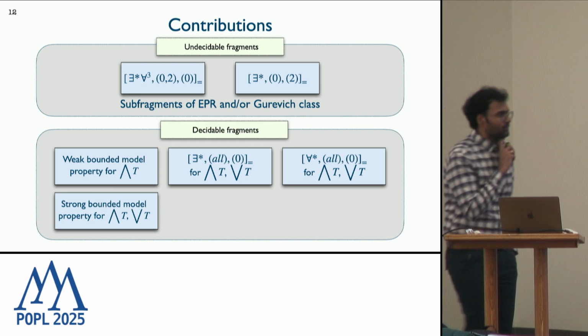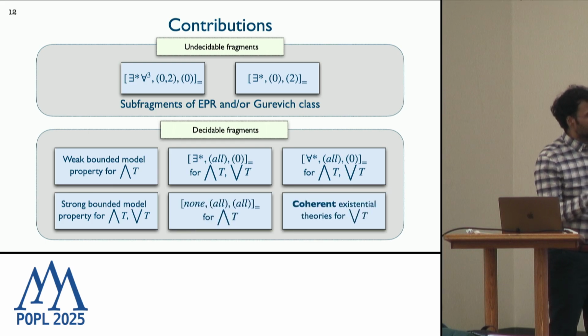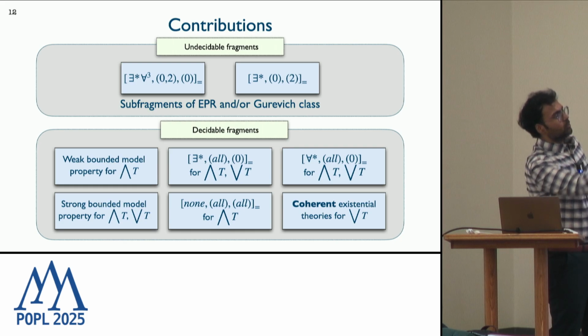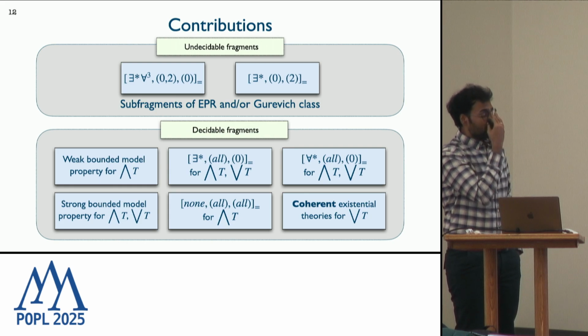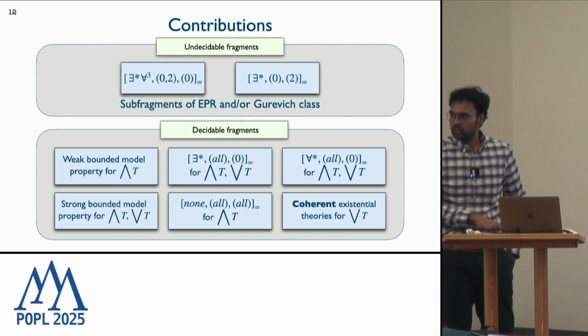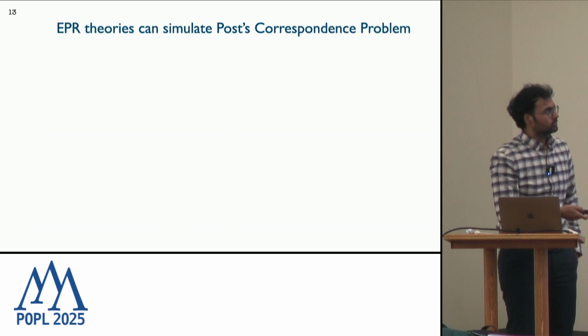In the interest of time, I'd not like to go over the other ones. The 3 boxes with the syntactic fragments essentially make use of some version of bounded model properties.